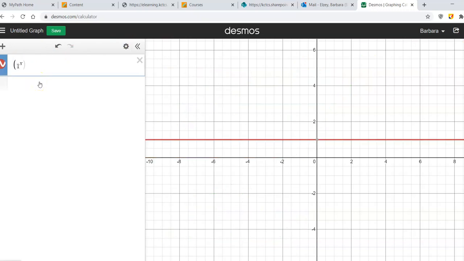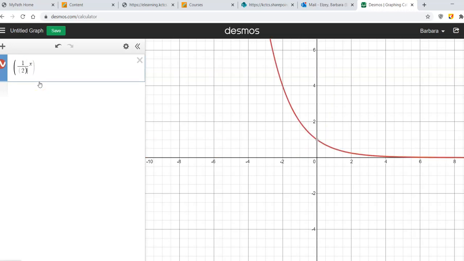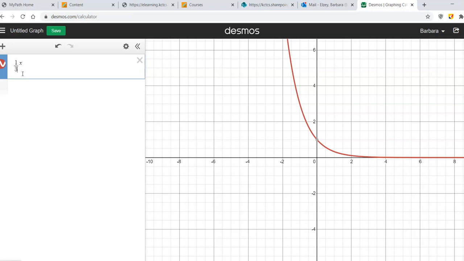I want you to notice if I put 1/2, there we go. Notice the shape of this graph. If I change it to 1/3, all right, notice it looks very similar. 1/5, very similar. 1/10. Again, very similar. Now I'm going to go back to 1/2 just because it will be easier for us to see what I'm going to talk about.